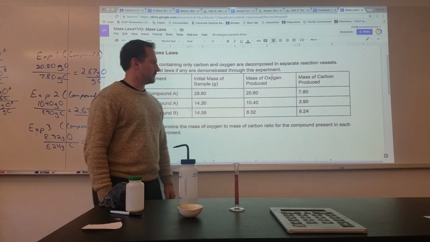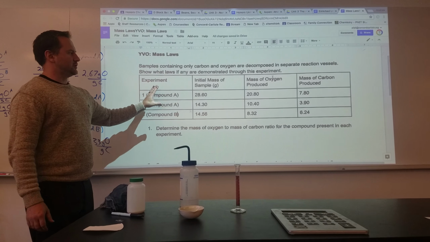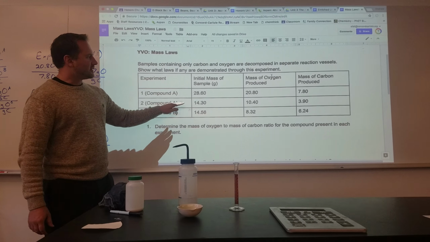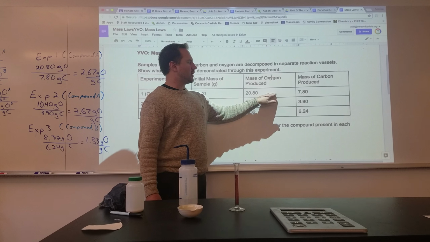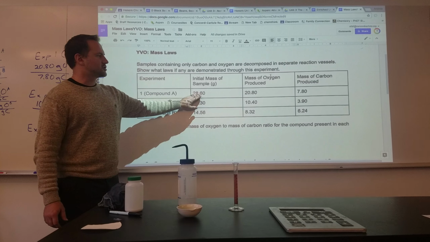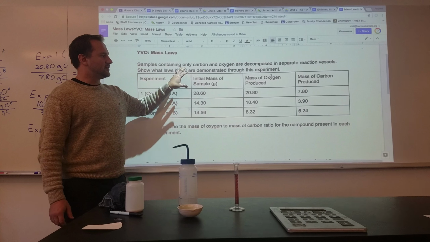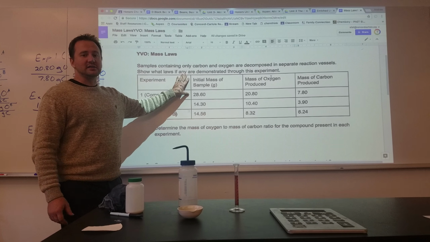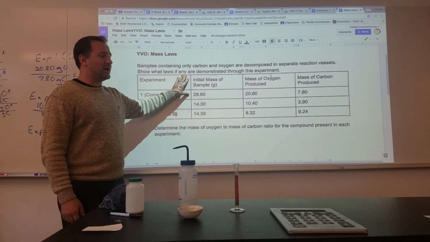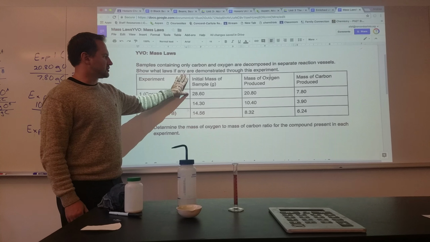and then you have the oxygen isolated and the carbon isolated. So for all of these, what you should notice, and let's just look at the first one, is that the combined mass of the products adds up to the initial mass of the sample. So your products and the reactants have the same total mass. That demonstrates the law of conservation of mass. Again, matter is not created or destroyed.